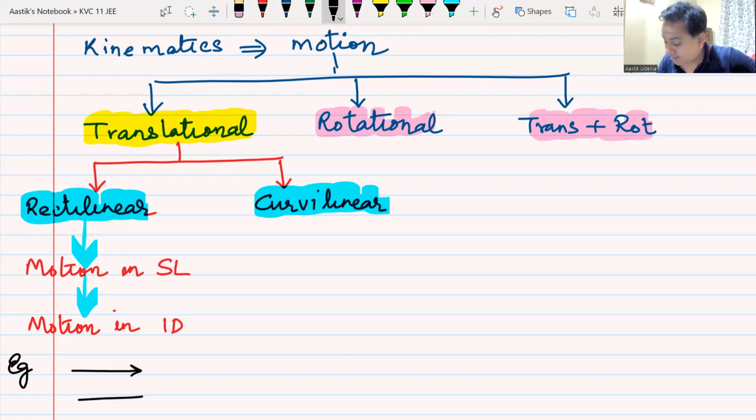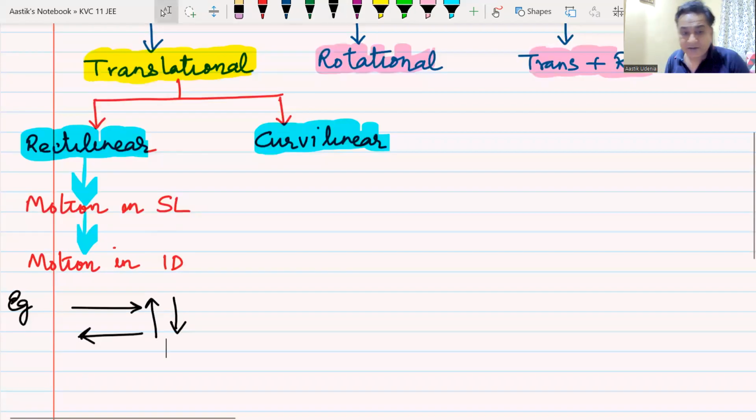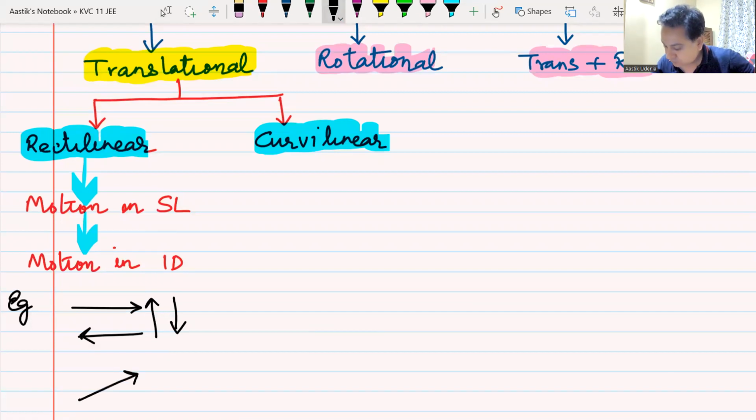If the particle is moving like this, it is motion in a straight line. What about a particle moving like this? Is this motion in a straight line? Yes, sir. What about a particle moving like this? Is this motion in a straight line? Yes. All these are motion in a straight line unless and until they turn and change the direction of motion.